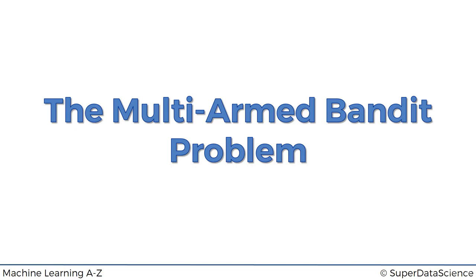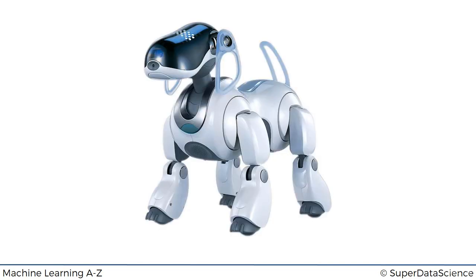But before we continue, I just wanted to mention that the multi-armed bandit problem is not the only problem that can be solved with reinforcement learning. Reinforcement learning is actually really cool. Reinforcement learning, for instance, is used to train robot dogs to walk. And I'll give you a quick example.